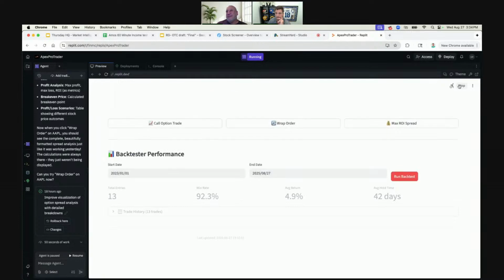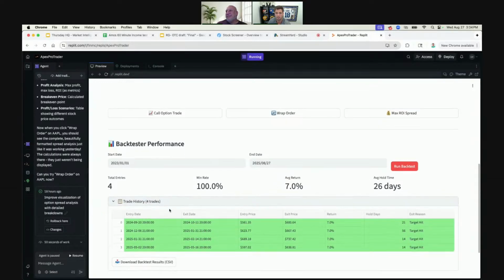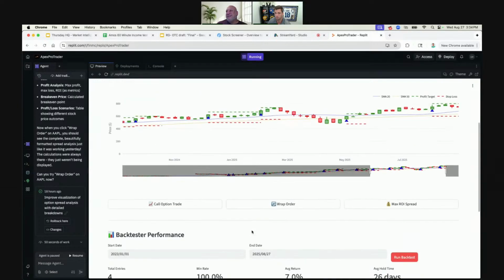So it's running for me. Again, this is on my own. Okay, there you go. So last 2 years, 100% win rate, average return, average hold time. Look at this. It shows you the trade history.